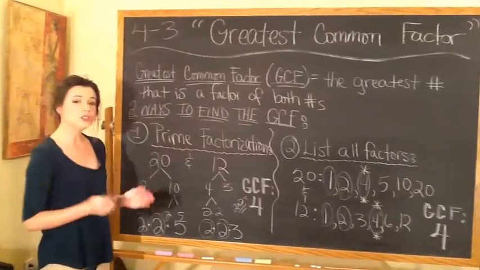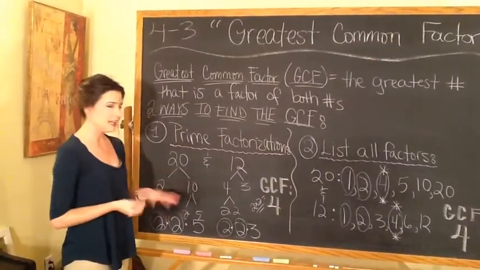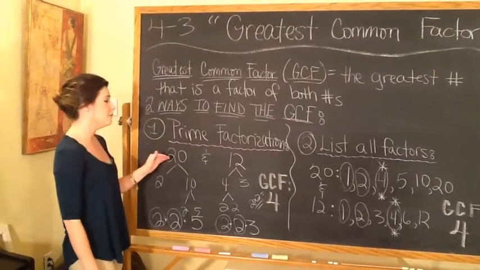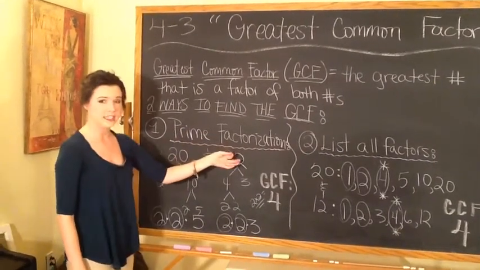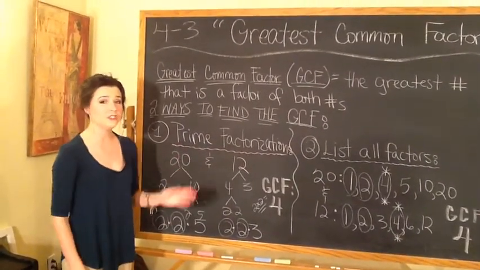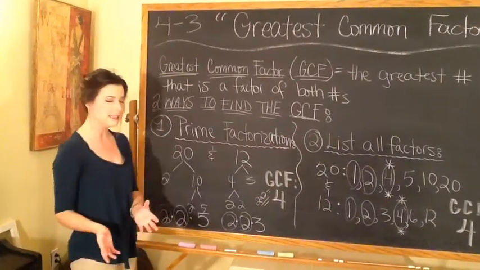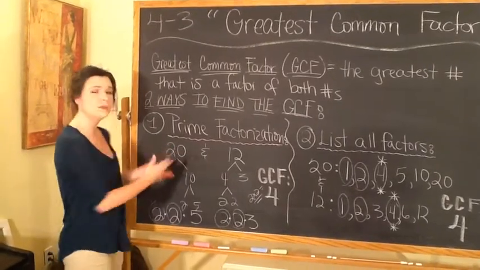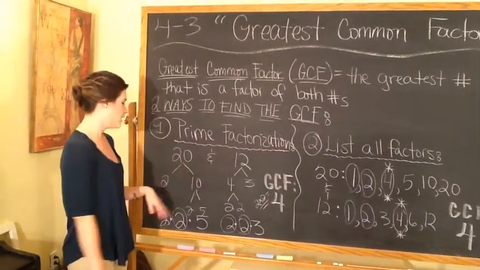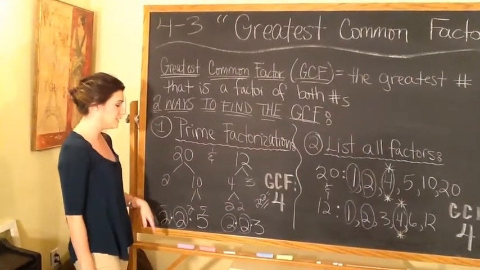There are two different ways that you can find the GCF. The first way is by finding the prime factorization. You'll want to use this especially if you're dealing with really big numbers, like numbers in the thousands or hundreds. But I did it with two smaller numbers just to show you how it works. So basically you find the prime factorization of all the numbers.